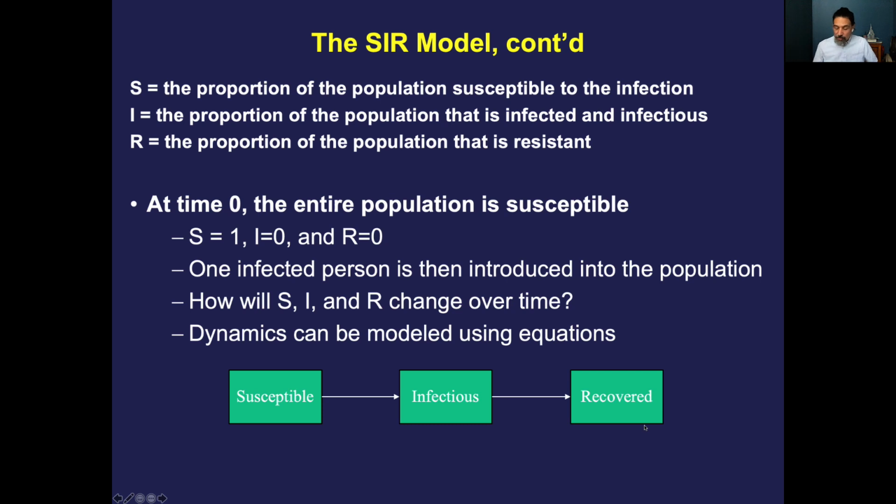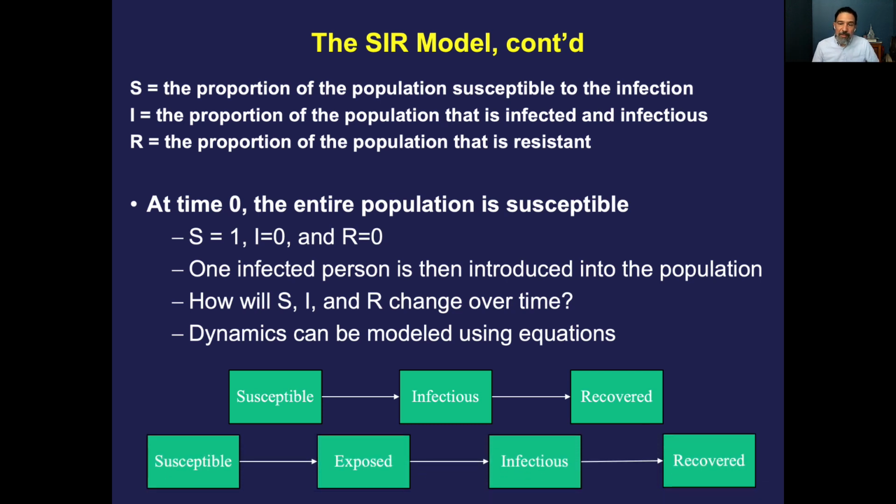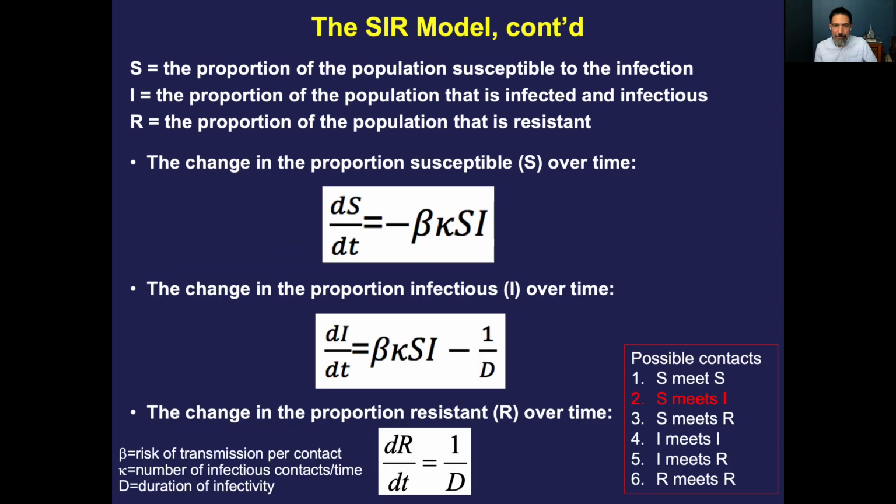And so there's also a slightly more complicated model, which is the SEIR model, and that includes a compartment for those who are exposed but not yet infected or infectious. This is another one you might see in literature in some of the papers that you're reading.